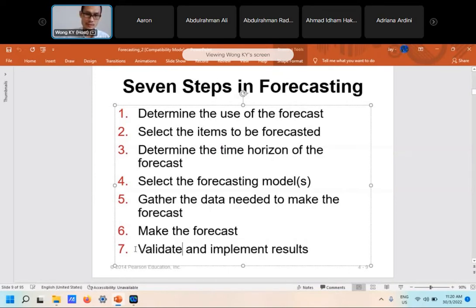Validate means verifying how accurate the forecast is. So how to verify the accuracy of the forecast? Normally we calculate the errors. Later I'll come to that. We'll calculate the errors, and if the errors are acceptable, then we can implement the results. It means we can follow the forecast.